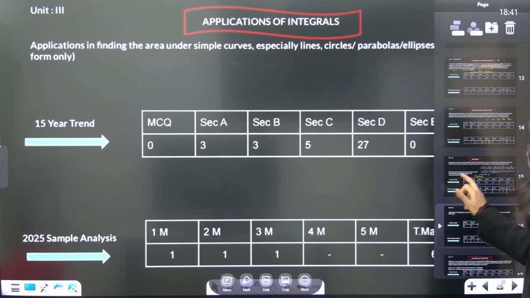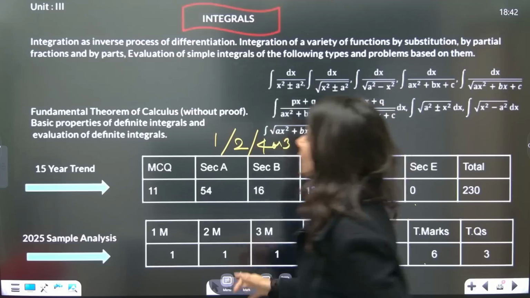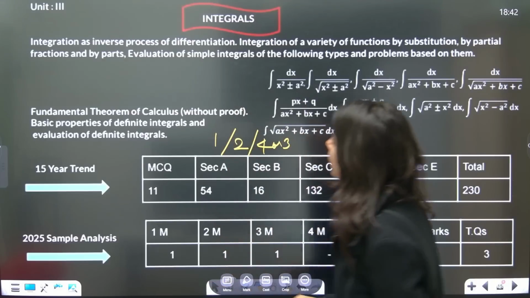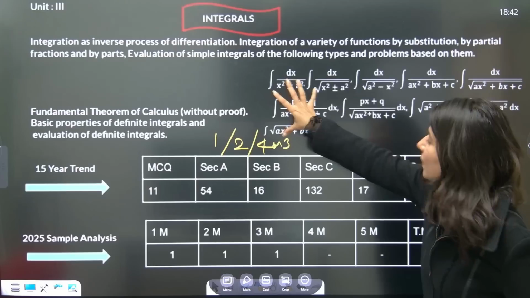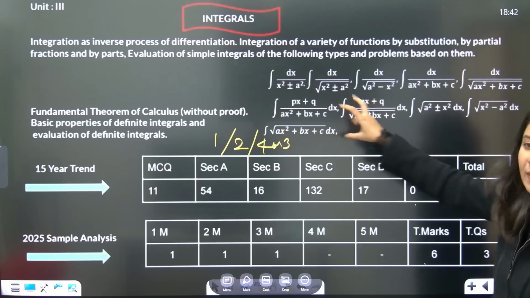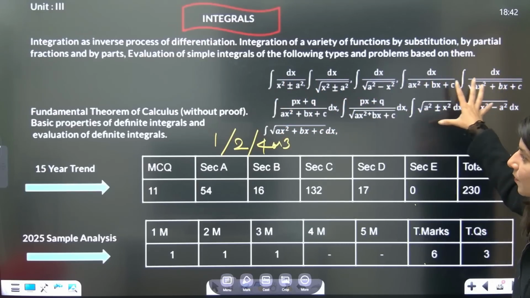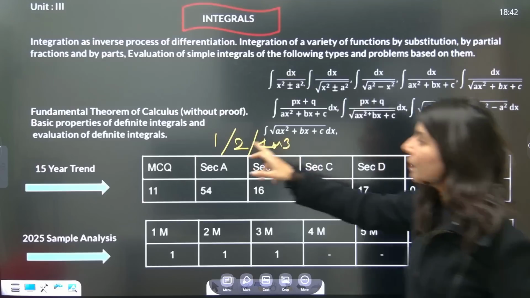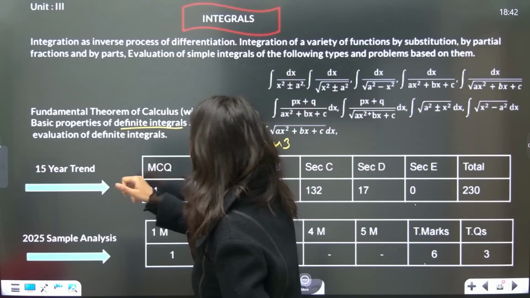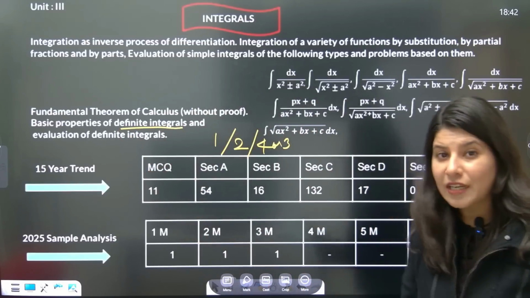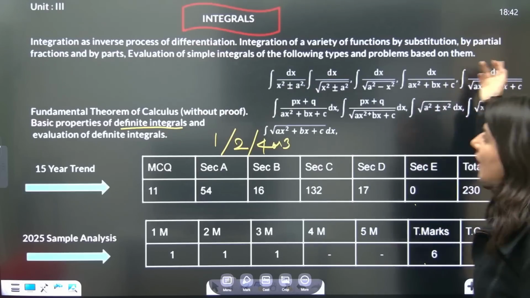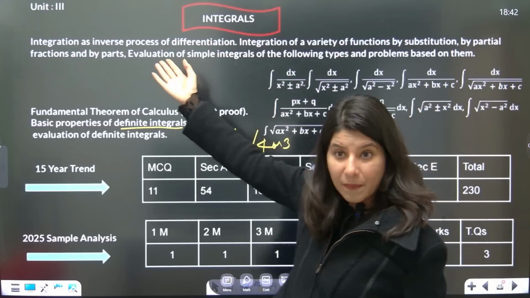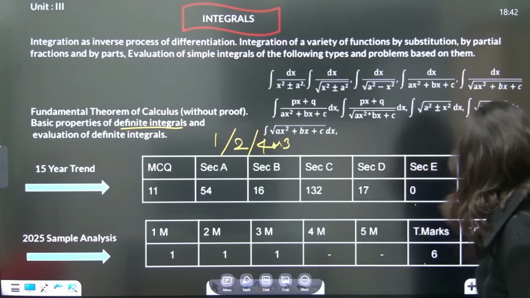What is important in integration, by the way? Important is integration as inverse process of differentiation, basic. Can you see, these types of formula based integration are important. Basic property of definite integration is important. Calculation of definite integration using property is again important, and substitution, partial fraction and by parts are important. So this is what is important.